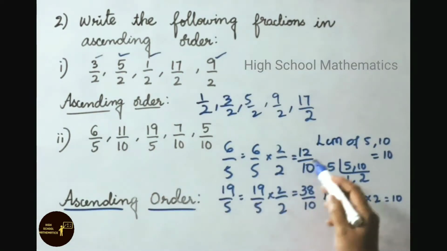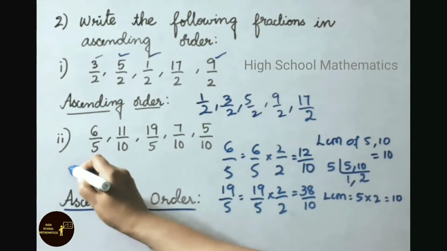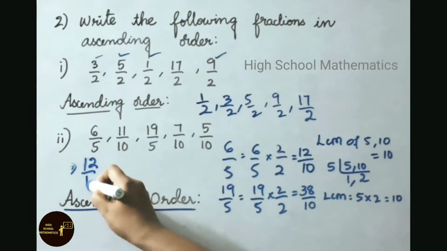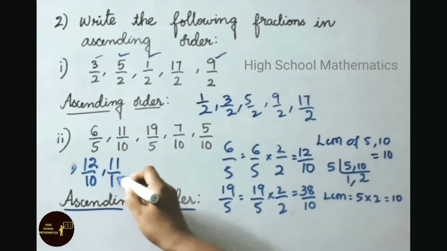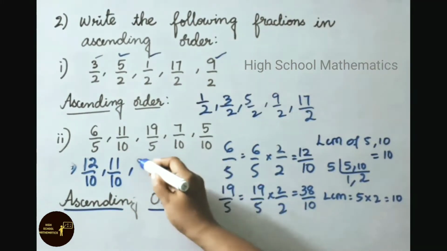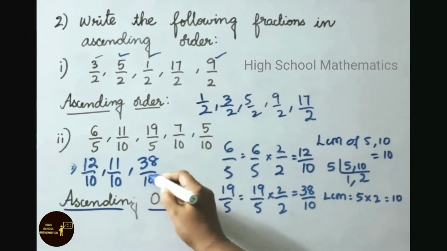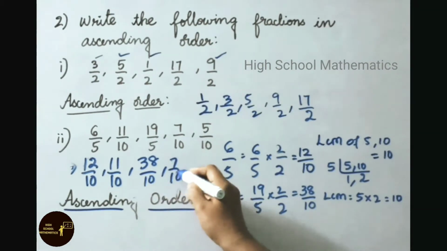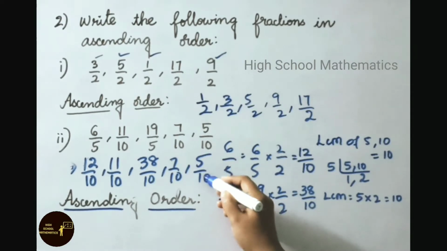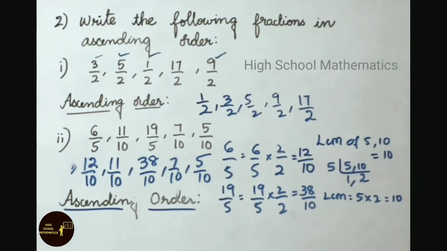So 6 by 5 means we got the answer here 12 by 10. Next 11 by 10. 19 by 5 means 38 by 10. Next 7 by 10, 5 by 10. So now we have changed all the given fractions as like fractions having the same denominator.